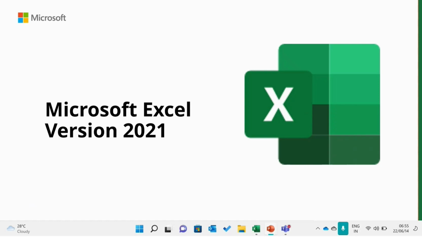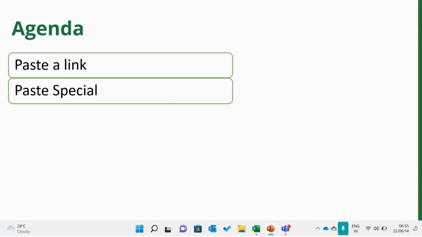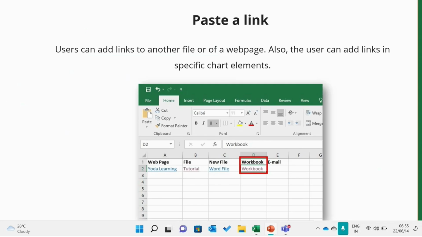So right now, we will be learning about two other paste features. One, pasting a link, and second, pasting special. So let's begin our session for the day. We will start with paste a link and then we will go to paste special. So you as a user can add links to another file or web page and also can add links in specific chart elements as well.